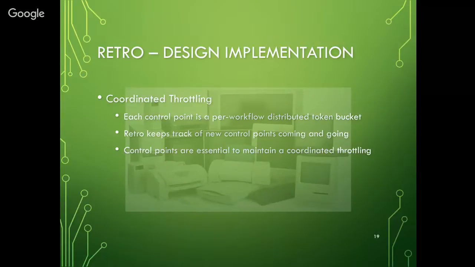So coordinated throttling. This is very important in this framework. So each control point is a per workflow distributed token bucket. Also, Retro keeps track of new control points coming and going, such as mappers starting and finishing, and at the same time it properly distributes the specified limit across them. So control points are essential to maintain coordinated throttling. Why? Because control points are considered to be checkpoints for fast policy convergence and are allocated across HDFS, YARN, and MapReduce components.